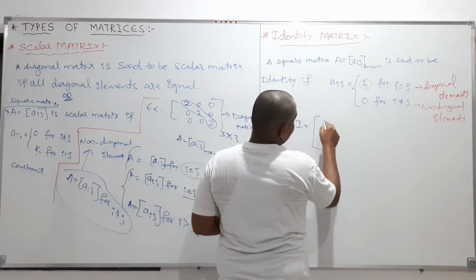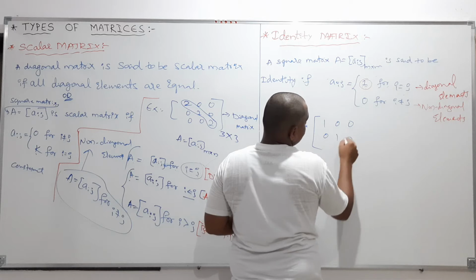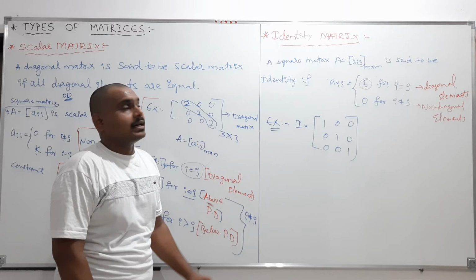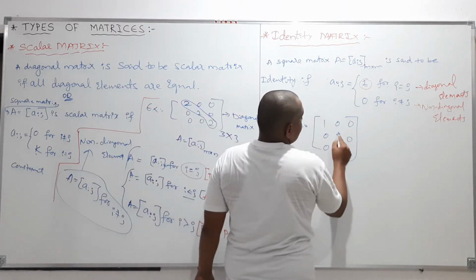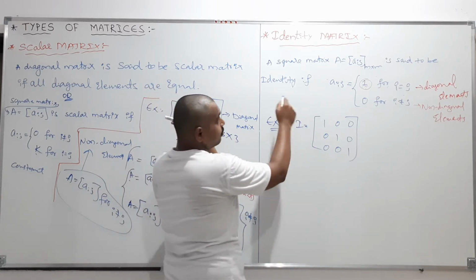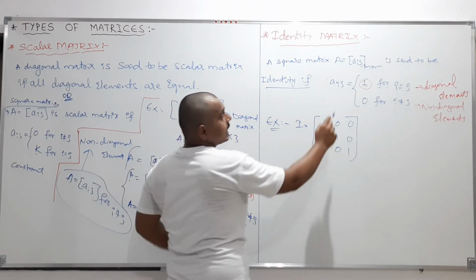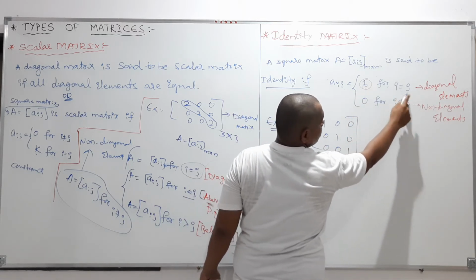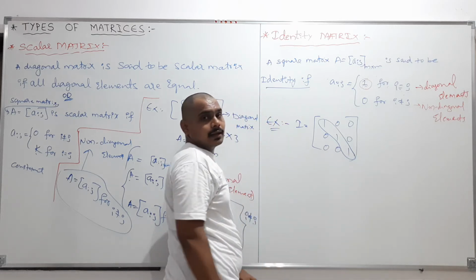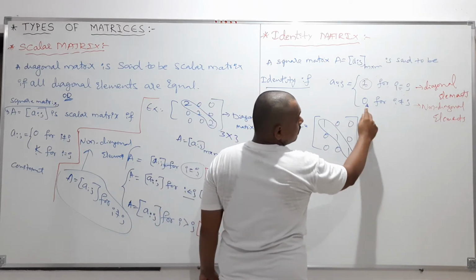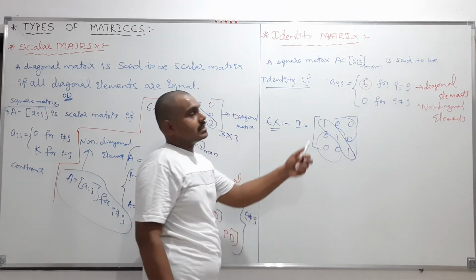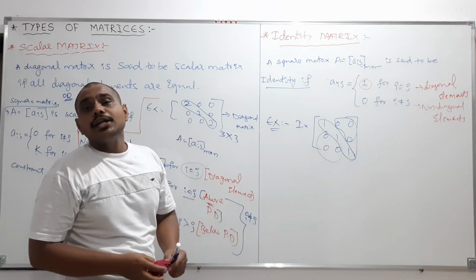So my dear students, 1 0 0, 0 1 0, 0 0 1. This is the example for the identity matrix, because this is a square matrix of order 3 cross 3. A square matrix is said to be an identity matrix if Aij is equal to 1 for i equals j. It means all the diagonal elements are 1, clear, and the non-diagonal elements must be 0. So this is the example for the identity matrix.